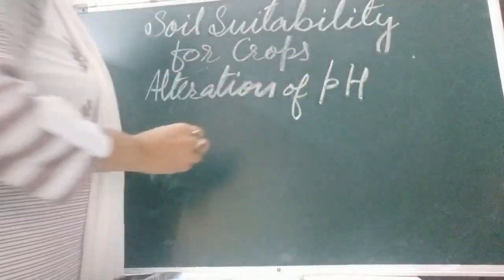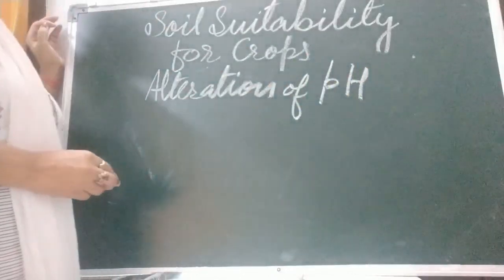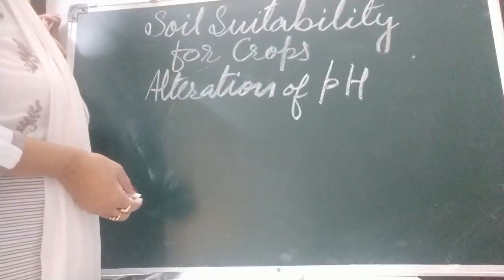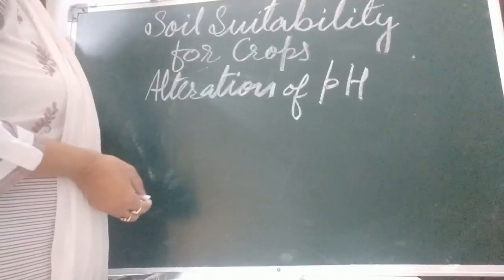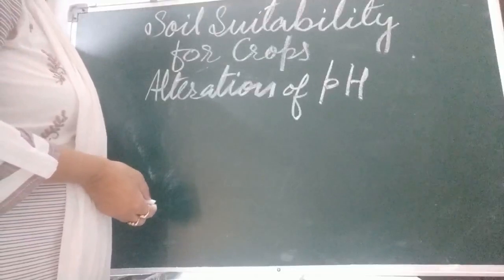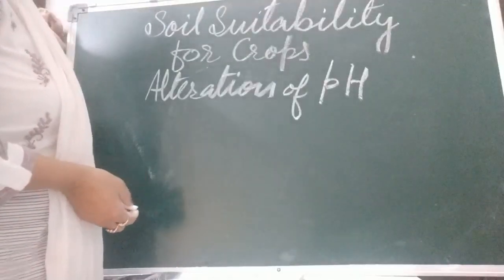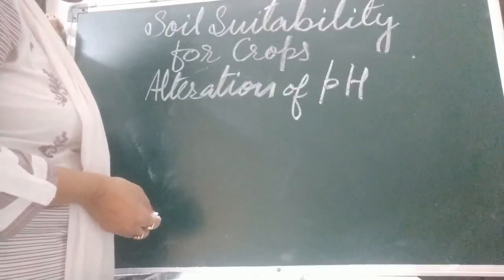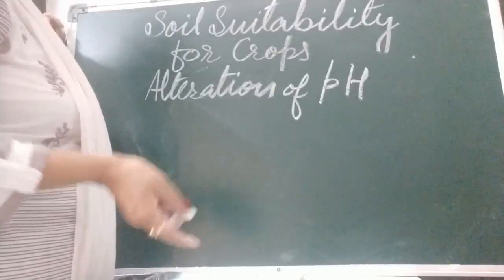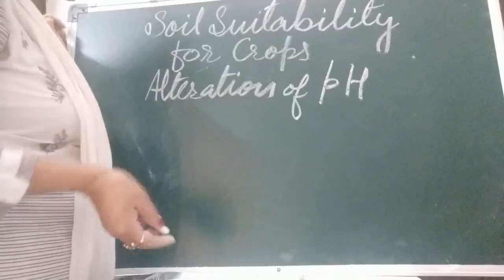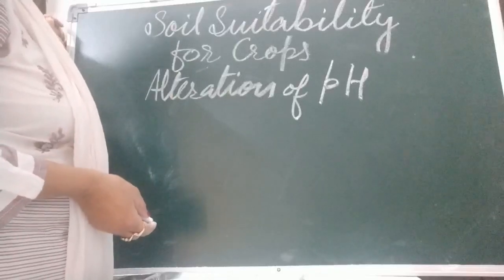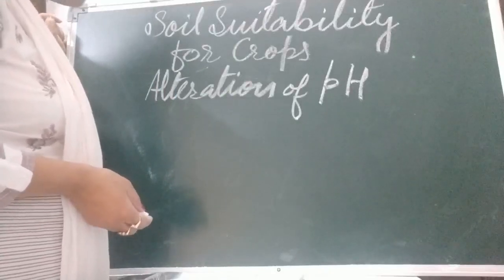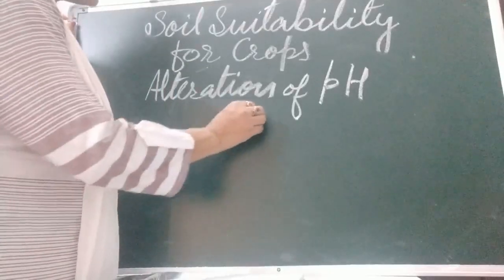Children, acidity and alkalinity you must be knowing. Acid and base. What are alkalis? The bases which can dissolve in water. Acidity or alkalinity affects the ability of plant roots to take up minerals from the soil. If soil is too acidic or too alkaline, it affects the plant. A fertile soil should have neutral pH. Neutral pH is what? 7.